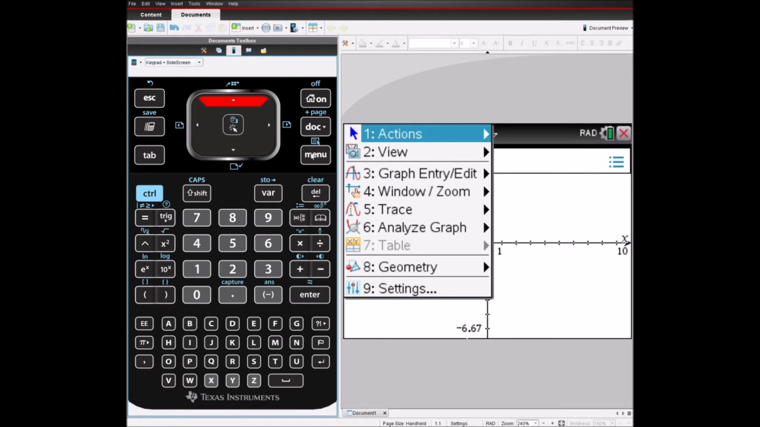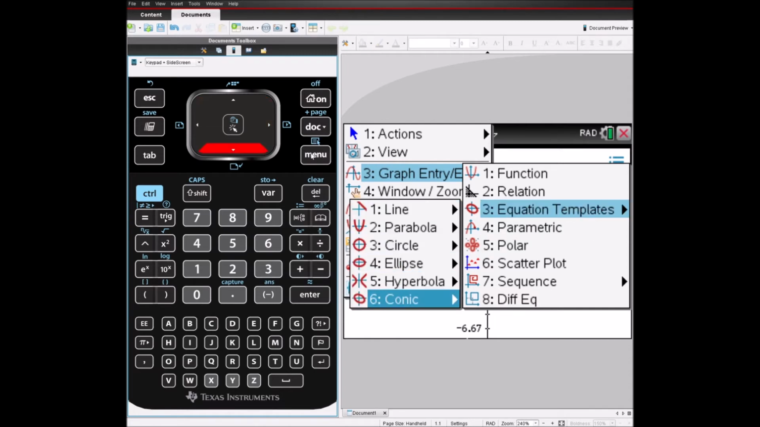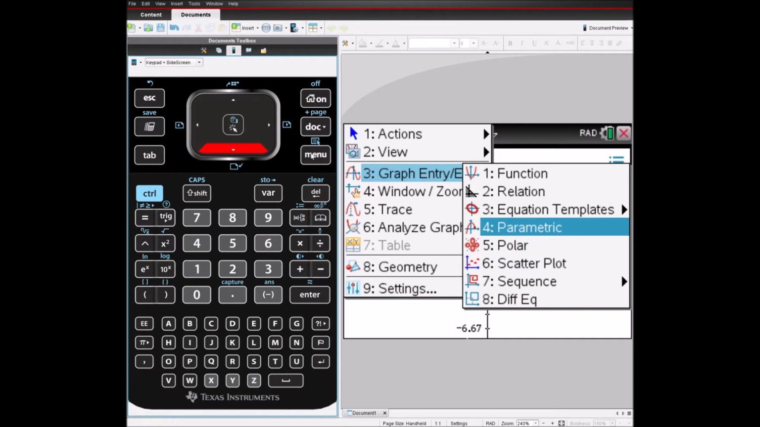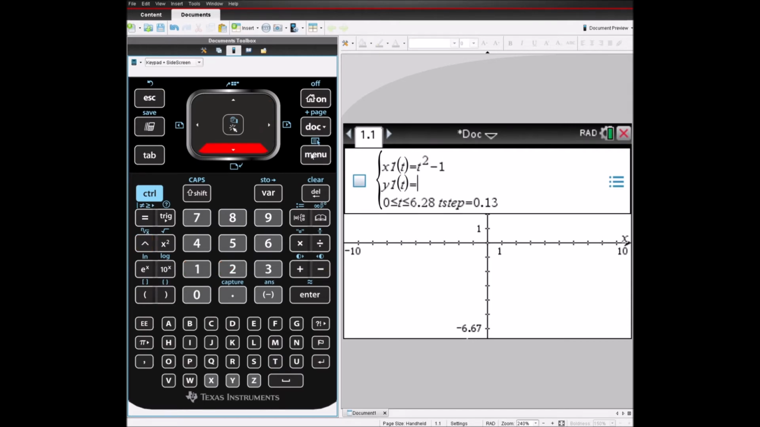So what we're going to do is press menu, and then change the graphing type. So it's not a function, not a relation. Parametric number 4 is what I'd like to do. Equation templates are for specific types of special ones that we're not going to go over. So parametric number 4, x of t, t squared minus 1. Make sure to move outside of that square. And then y of t was what? I forgot. Minus 2. I was looking at the notes. So t minus 2.